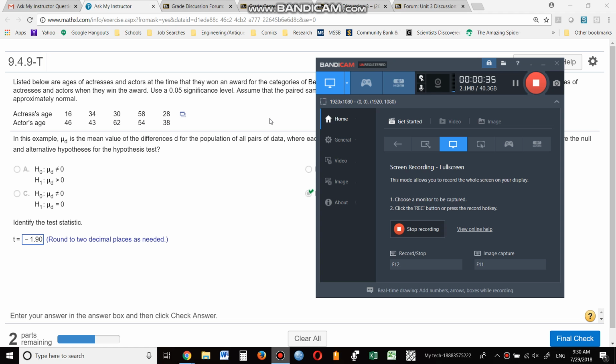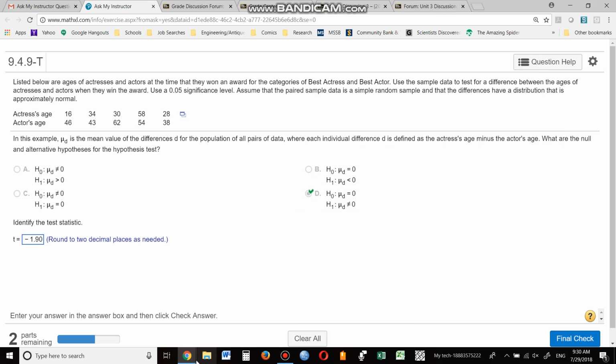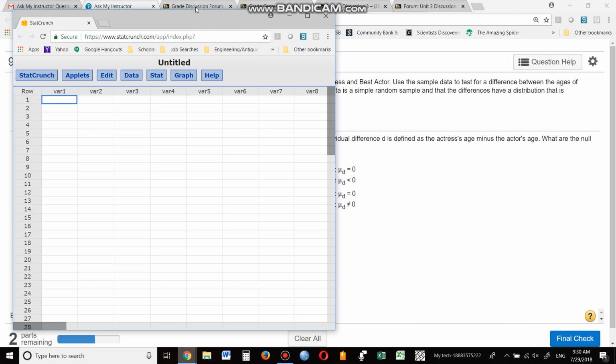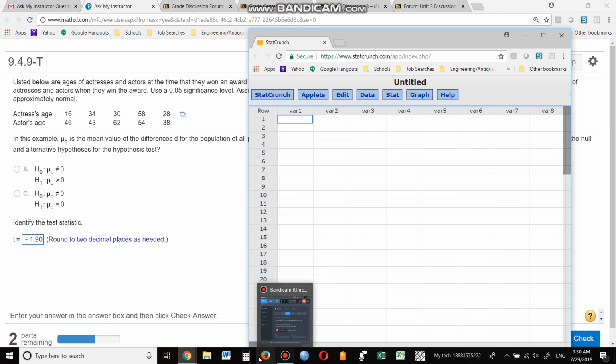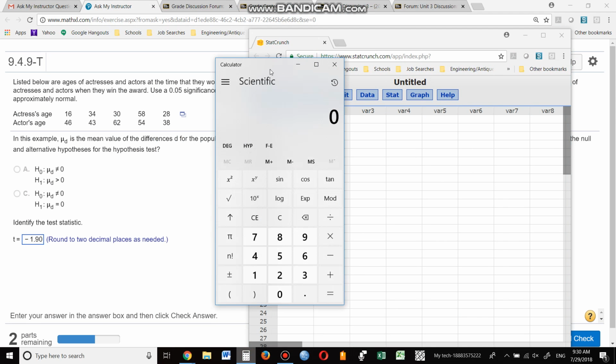Instead of comparing actor's age to actress's age, I'm going to compare the difference in the ages to zero. So this takes this from a chapter 9 type of problem to a chapter 8 type of problem. Okay? So I'm going to use StatCrunch to do this. So here's StatCrunch right here. And I'm going to need a calculator. So there's a calculator right there.